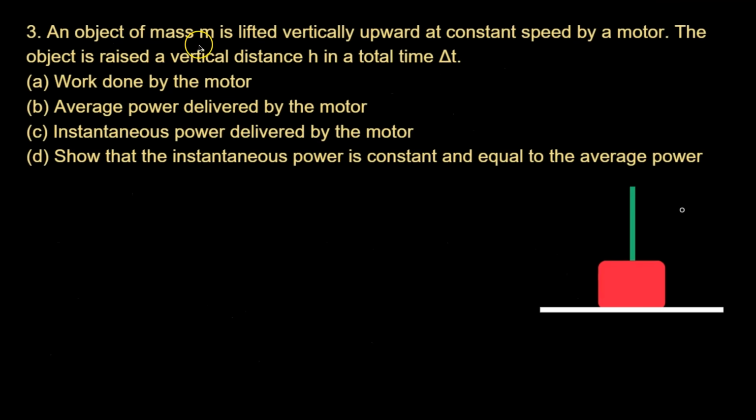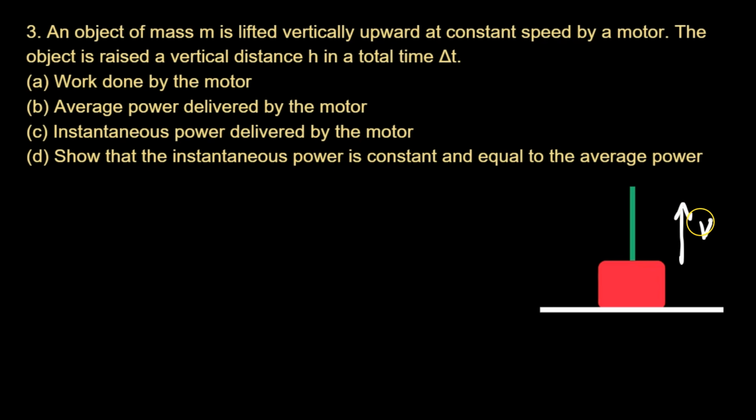Question 3. An object of mass m is lifted vertically upward at constant speed by a motor. The object is raised a vertical distance h in a total time delta t. Find the work done by the motor. Find the average power delivered by the motor. Find the instantaneous power delivered by the motor. And show that the instantaneous power is constant and equal to the average power.